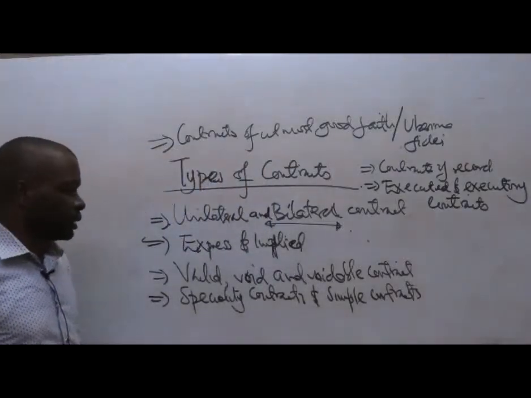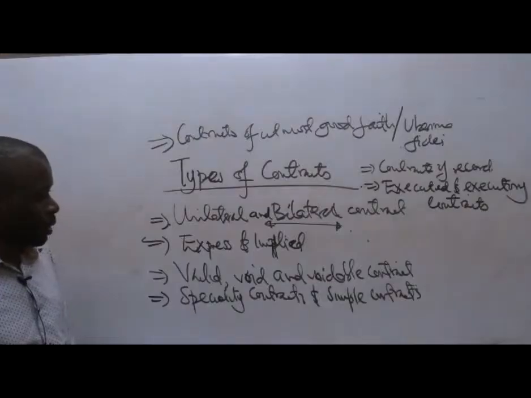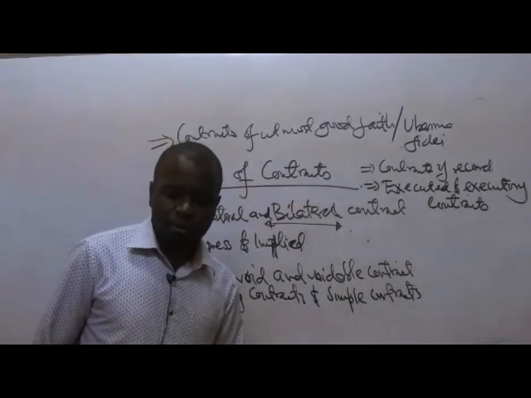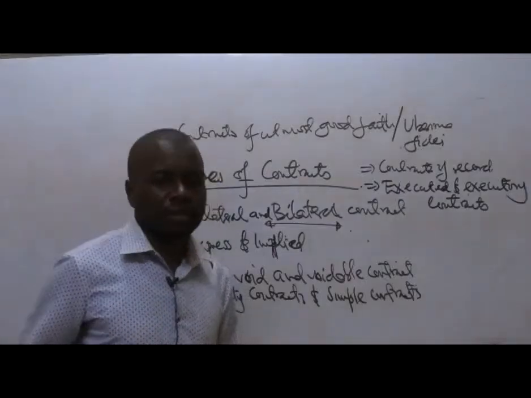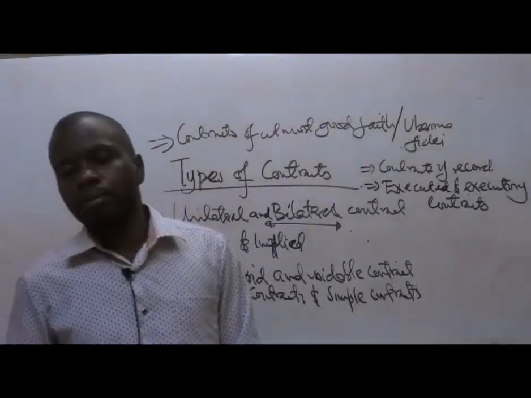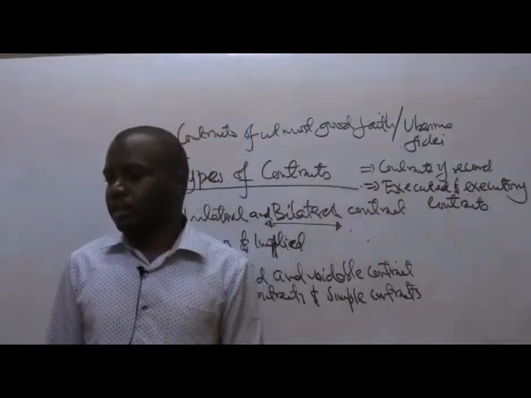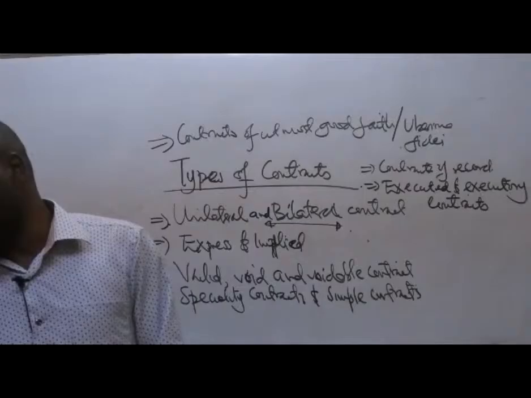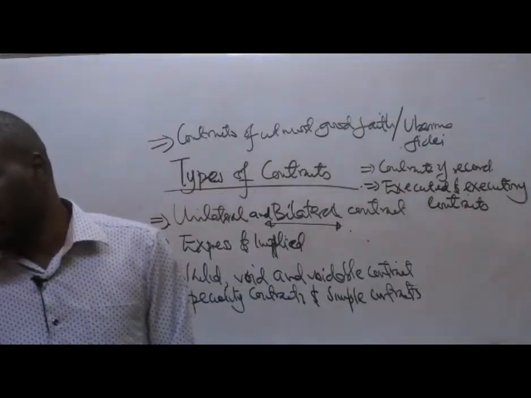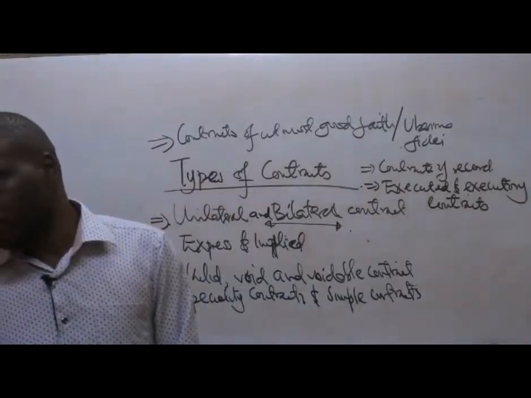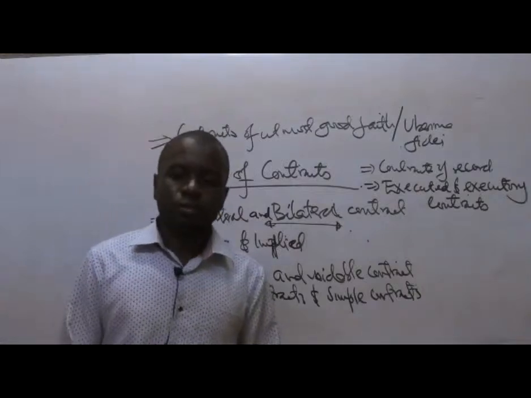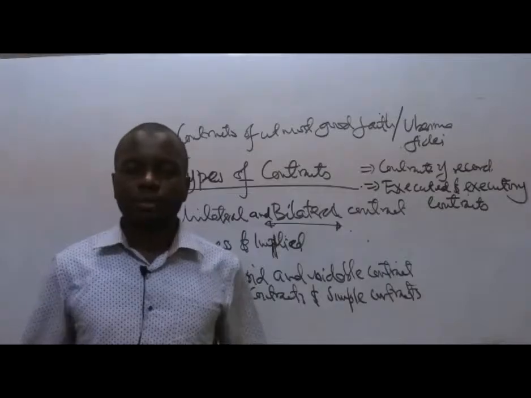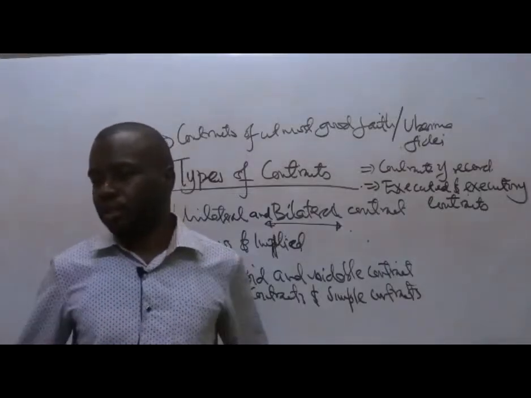Then you have specialty contracts and simple contracts. When we talk about specialty contracts, these are contracts that must have, for example, a common seal, or must be stamped or sealed before they can be recognized as contracts or agreements. So if it is a certificate of incorporation of a company, of course it must have what we call a common seal from the register of companies. So it can be termed as being a specialty contract.